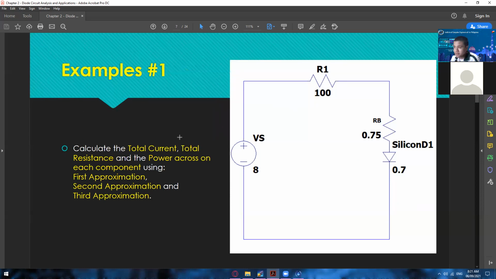So let's have an example for you to be able to appreciate more what those first, second, and third approximations are. Calculate the total current, total resistance, and then the power across each component using the first, second, and then third approximation. So in other words, we're going to have 3 separate solutions. For the first approximation, we have to compute everything, and the same in the second and then the third.